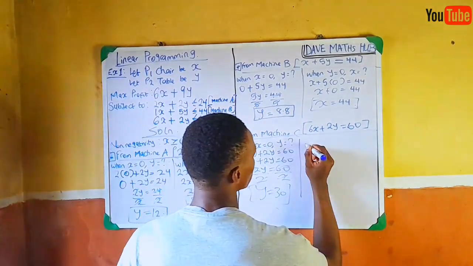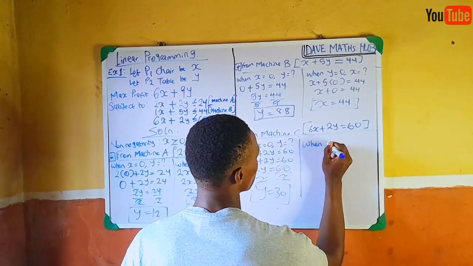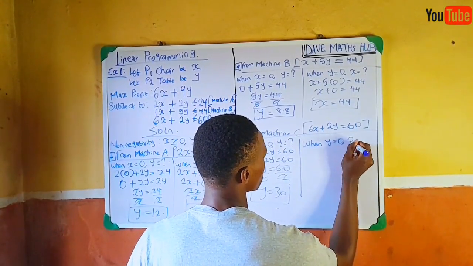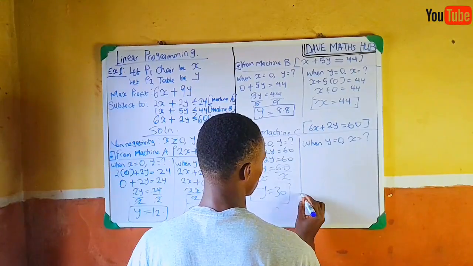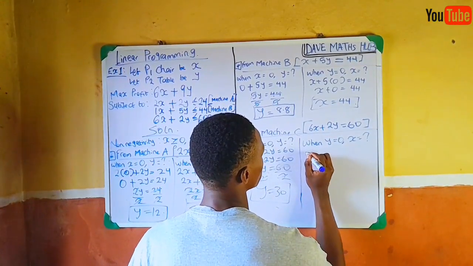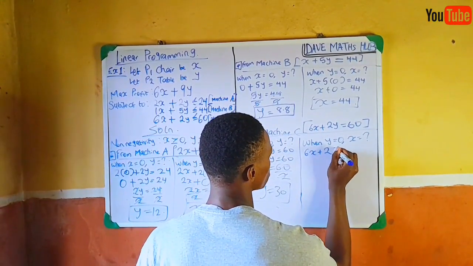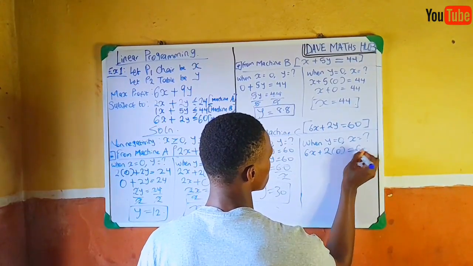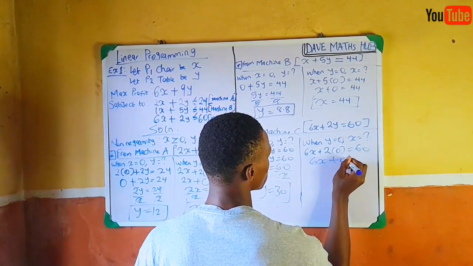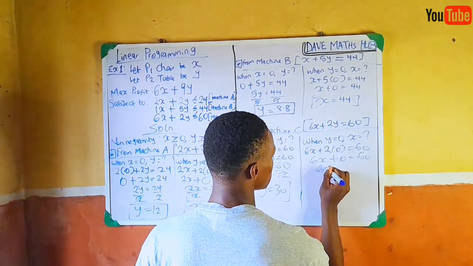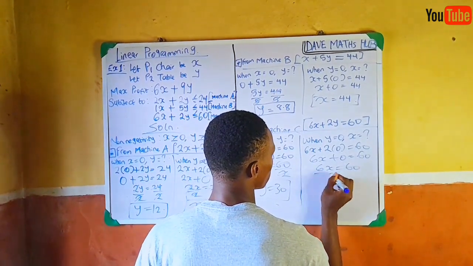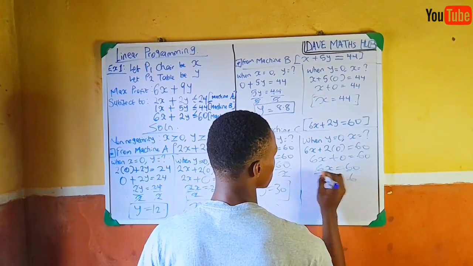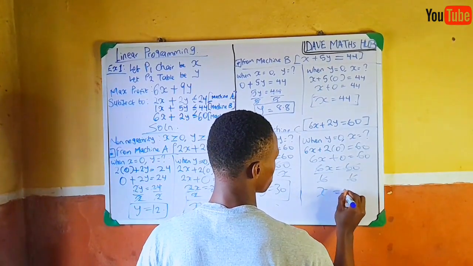Do the same thing. When y equals 0, x equals question mark. So we have 6x plus 2 times 0 equals 60. 6x plus 0 equals 60. 6x equals 60, divided by 6. X equals 10.